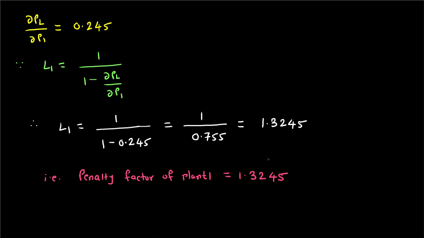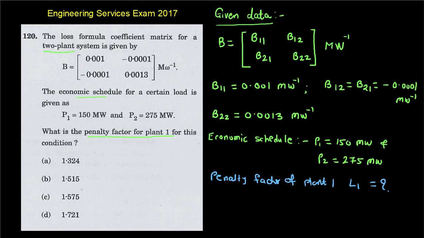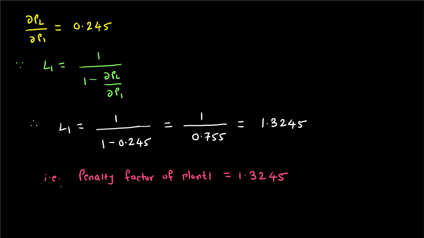The penalty factor is 1.3245. Now if we compare the options, 1.3245 matches, so the correct answer is option A.